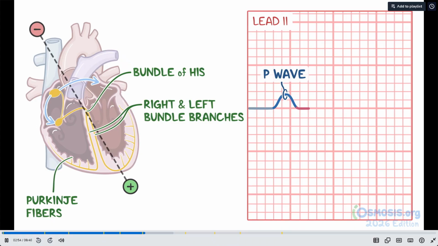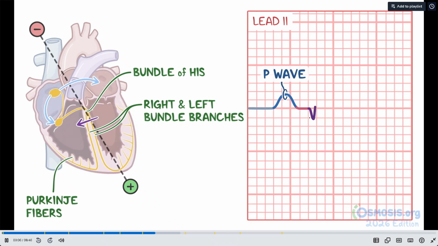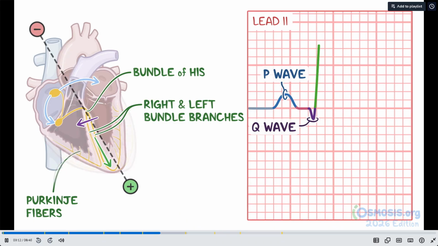The first part of ventricular depolarization starts in the interventricular septum and moves from left to right. In other words, it's moving away from lead 2, which creates a small negative deflection called the Q wave. Next, the signal depolarizes the apex of the heart, which moves toward lead 2, forming the tall R wave. Finally, the signal moves from the apex back to the base of the ventricles, rushing away from lead 2, creating a negative deflection called the S wave.